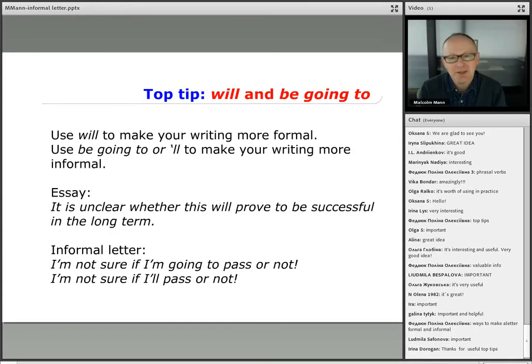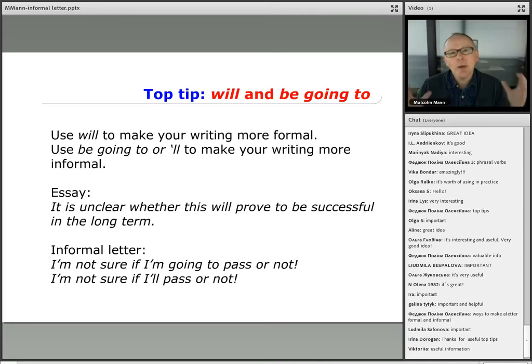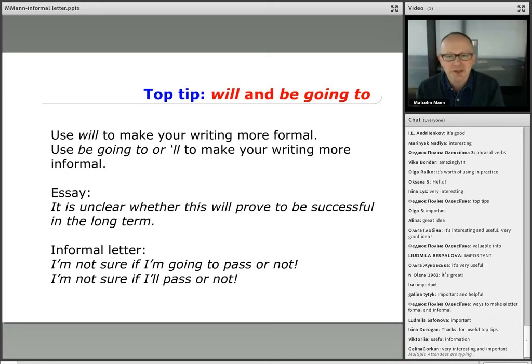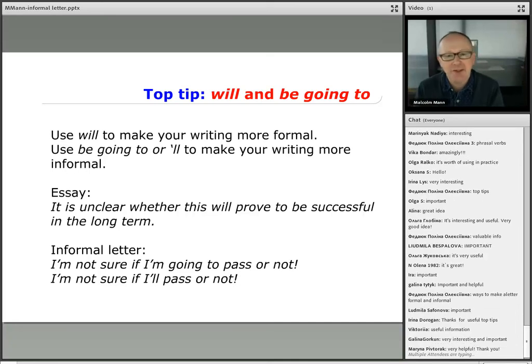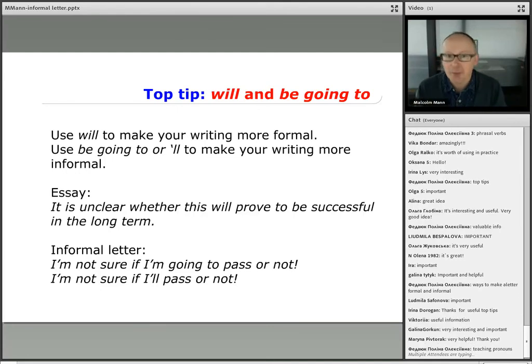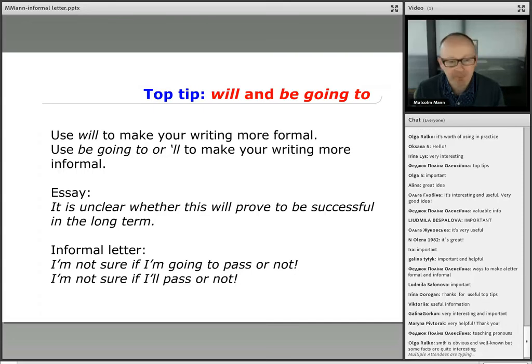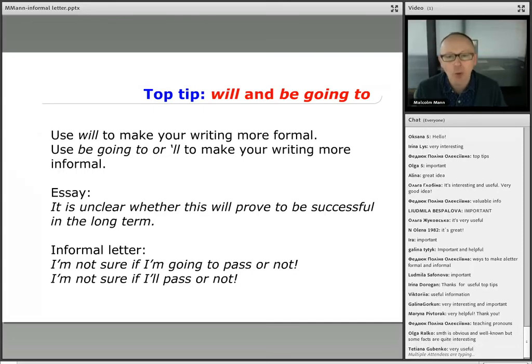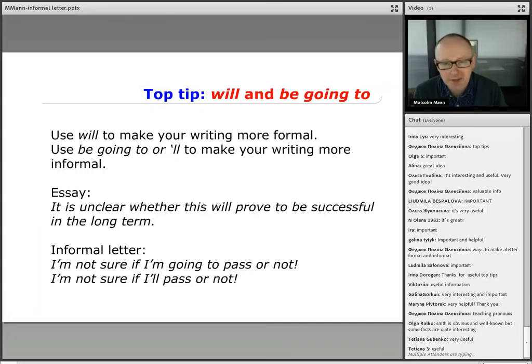Will and be going to. Now, unfortunately, we often teach that the difference is only a matter of function. That be going to is used, for example, for predictions based on present evidence, and will isn't used for that. Now, that actually is not true. And in Destination and Laser and other books, we're actually very careful to tell the truth, which is that often it's not a question of function, it's a question of formality. And will is more formal than be going to.